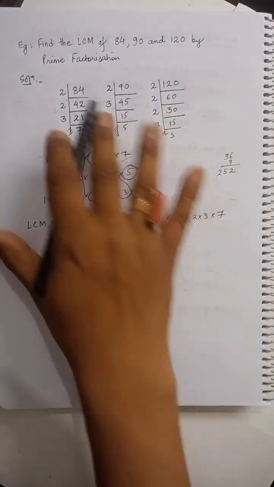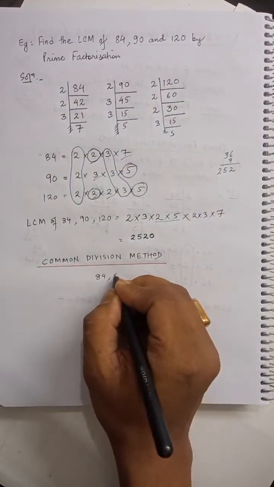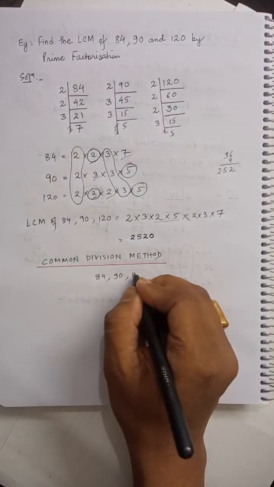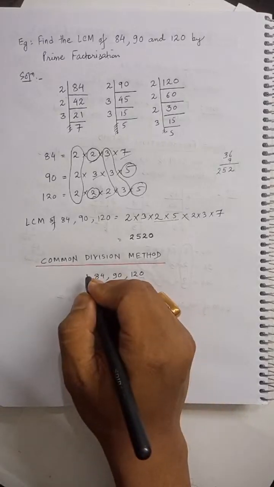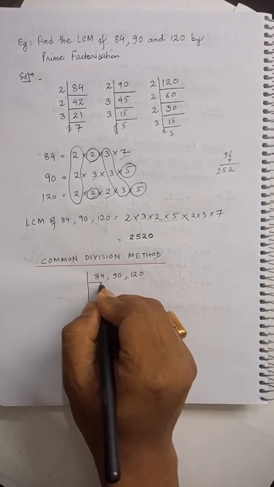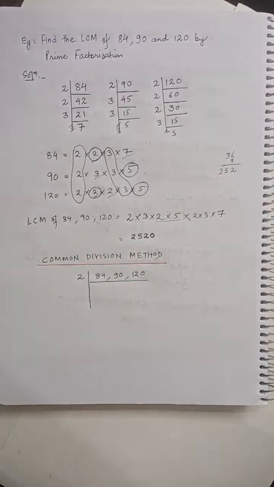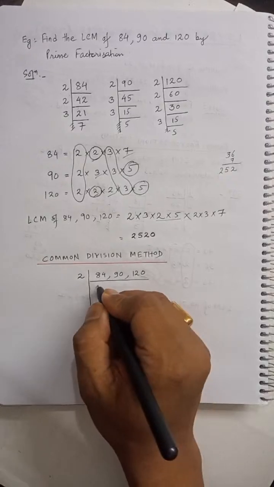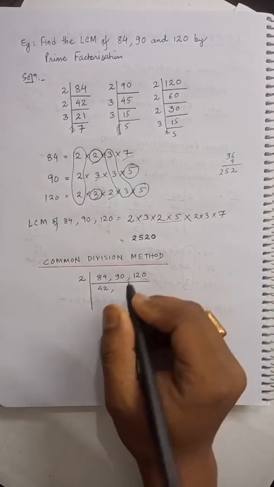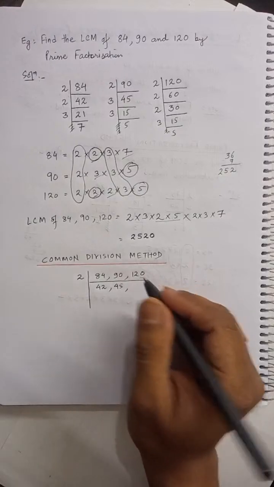Let's see. I'm not writing the question because these are the same numbers. So how we'll write? We'll write 84, 90 and 120. Okay. And then we'll divide by the smallest prime number. So 84 divided by 2 is 42. 90 divided by 2 is 45. 120 divided by 2 is 60.